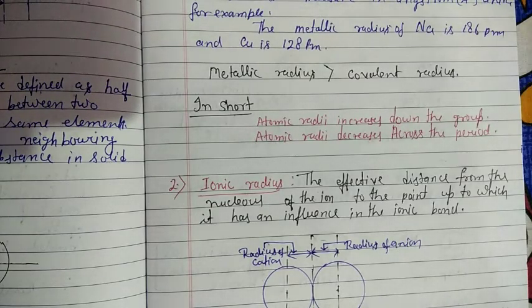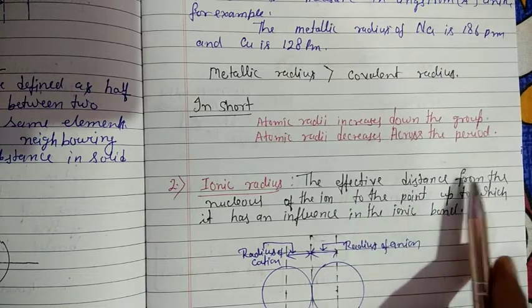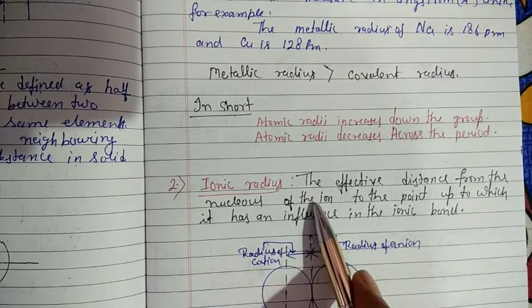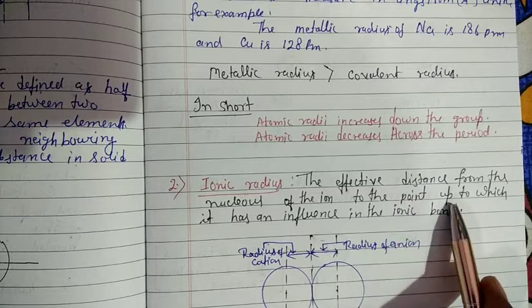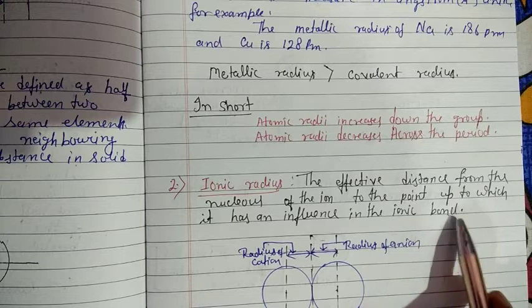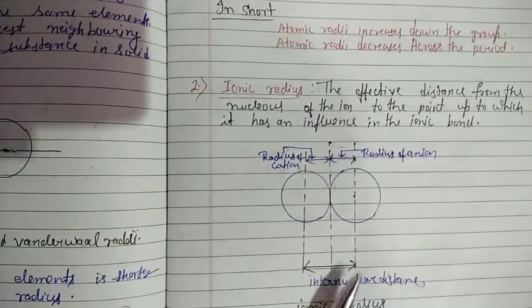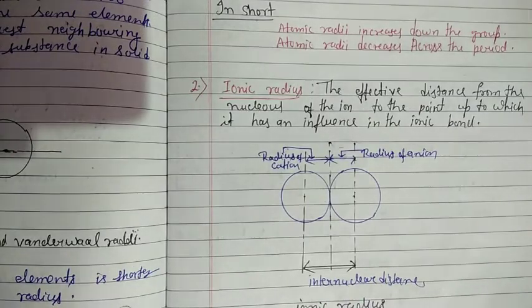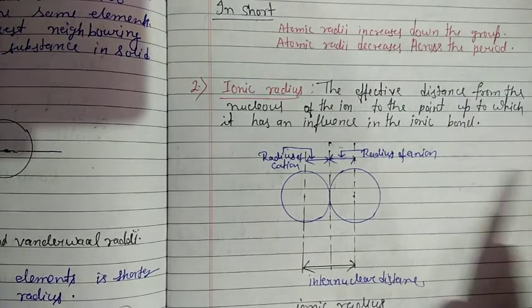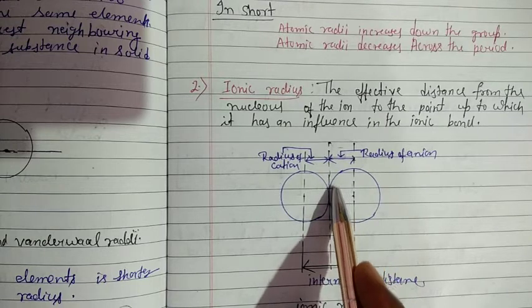How is an ion formed? Okay, dear students, the ionic radius is the effective distance from the nucleus of the ion to the point up to which it has an influence in the ionic bonds. For example, mainly ions are formed. This is the atom of a cation and this one is the atom of an anion.